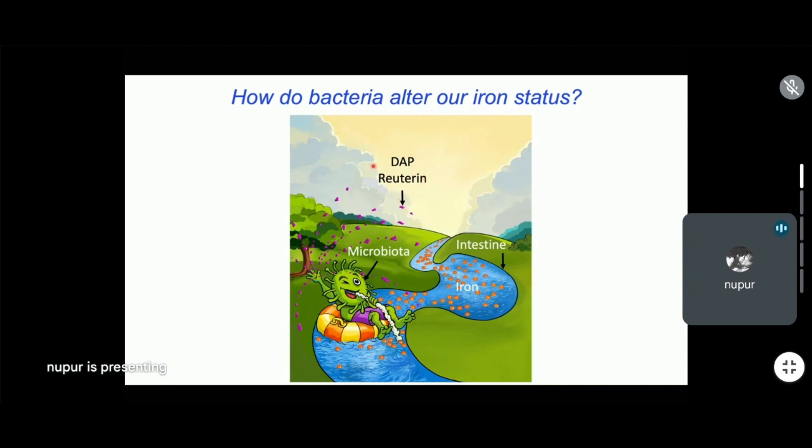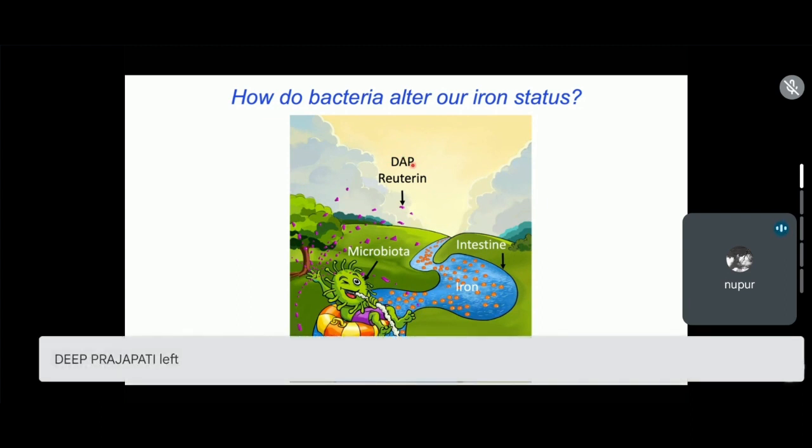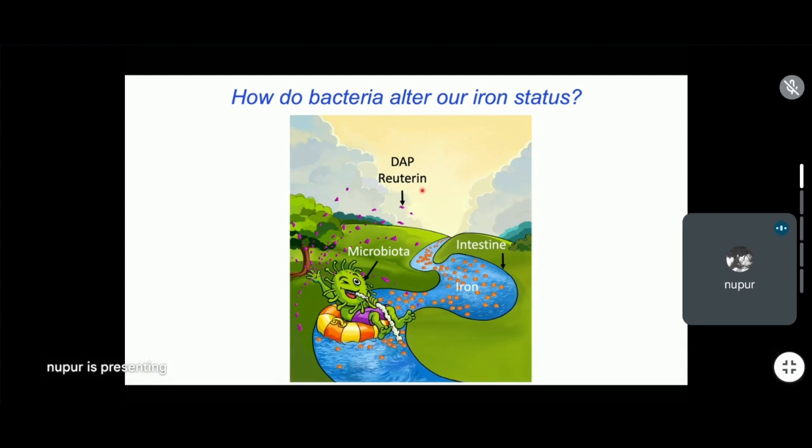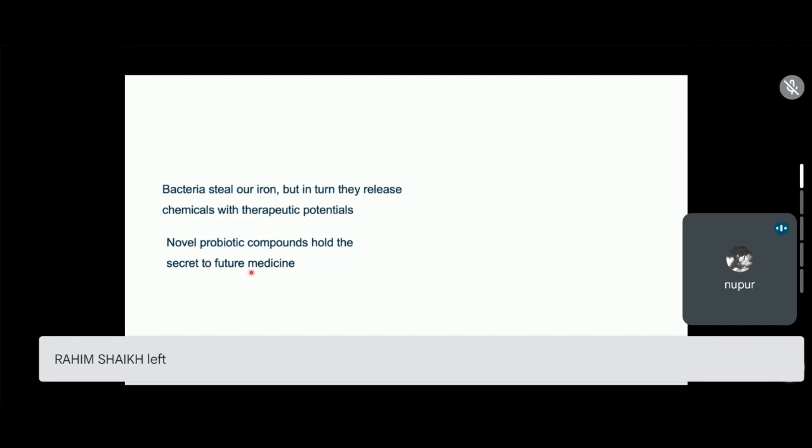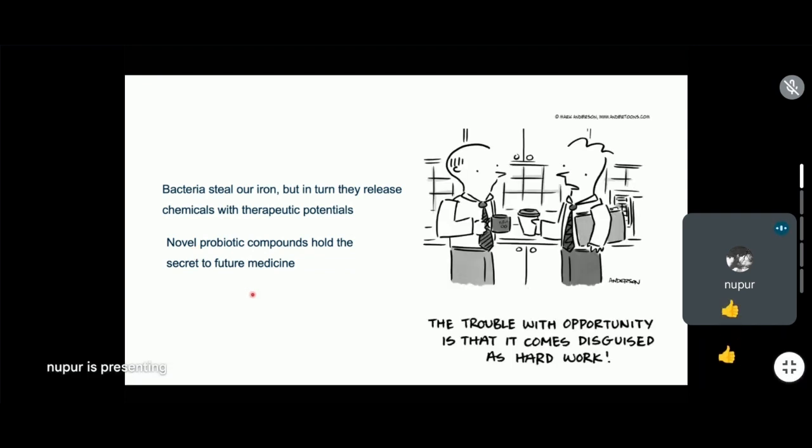And we have identified two microbial metabolites that can regulate DMT1 and ferroportin, that can actually control our systemic iron levels. But we can use them in our favor, where in an iron overload model, we have shown that we can use this to rescue or protect from the systemic iron overload. So in short, bacteria steal our iron, but in turn they release chemicals with therapeutic potential. And for sure, not only just for iron metabolism, but novel probiotic compounds hold the secret to the future medicine.